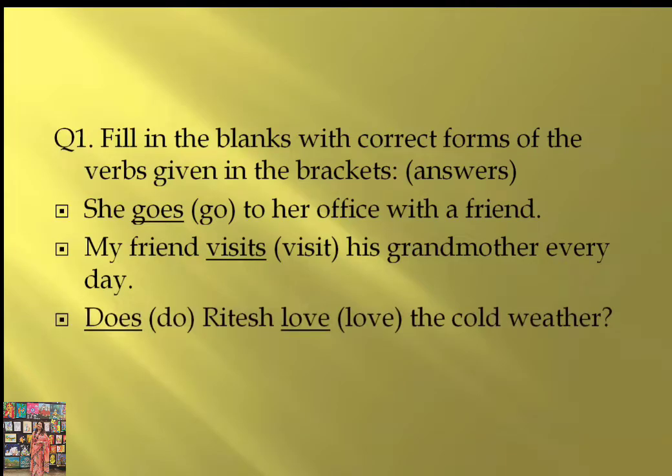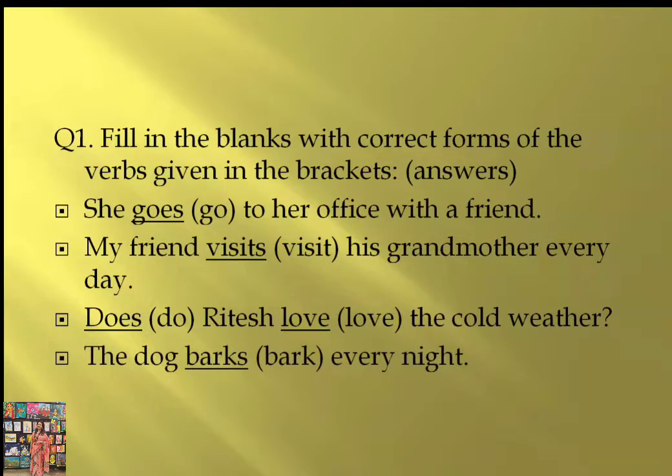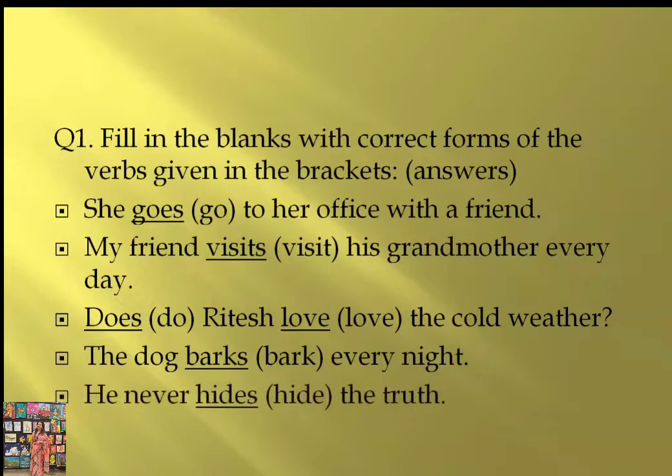Next is the interrogative sentence. Remember, while doing an interrogative sentence, we do not add s or es with the first form of verb. Therefore, does Ritesh love the cold weather? Next, we have again an affirmative sentence. Thus, the dog barks every night. Then we have he never hides the truth, because hide is the first form of verb, and with the first form of verb in affirmative sentences we add s or es. Since e is already there, we added s.